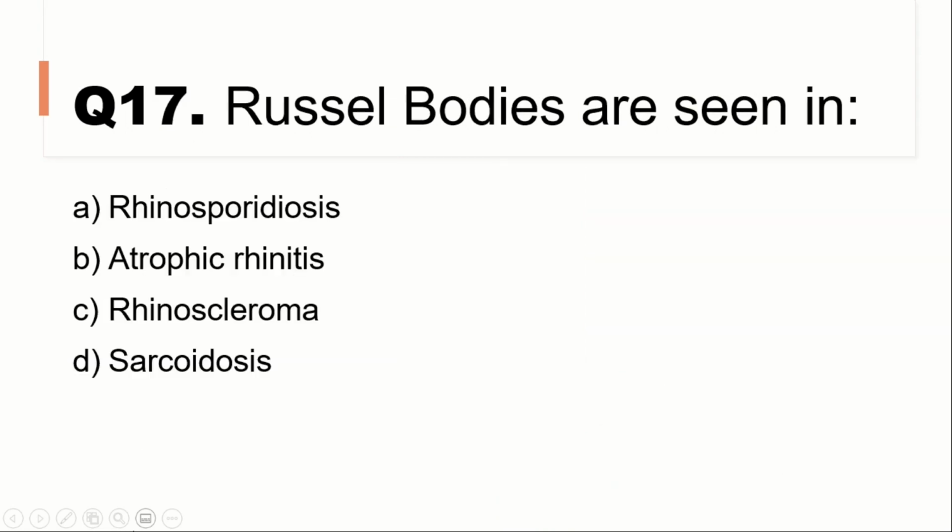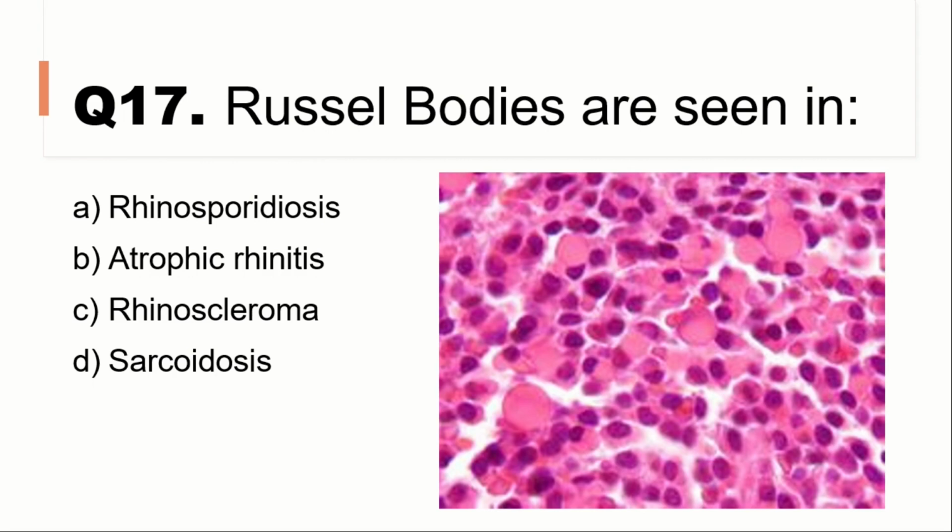Question number 17. Russell's bodies are seen in option A. Rhinosporidiosis, option B. Atrophic rhinitis, option C. Rhinoscleroma, and option D is sarcoidosis. Russell's bodies are homogeneous eosinophilic inclusion bodies found in the plasma cells, and this is a feature of option C.